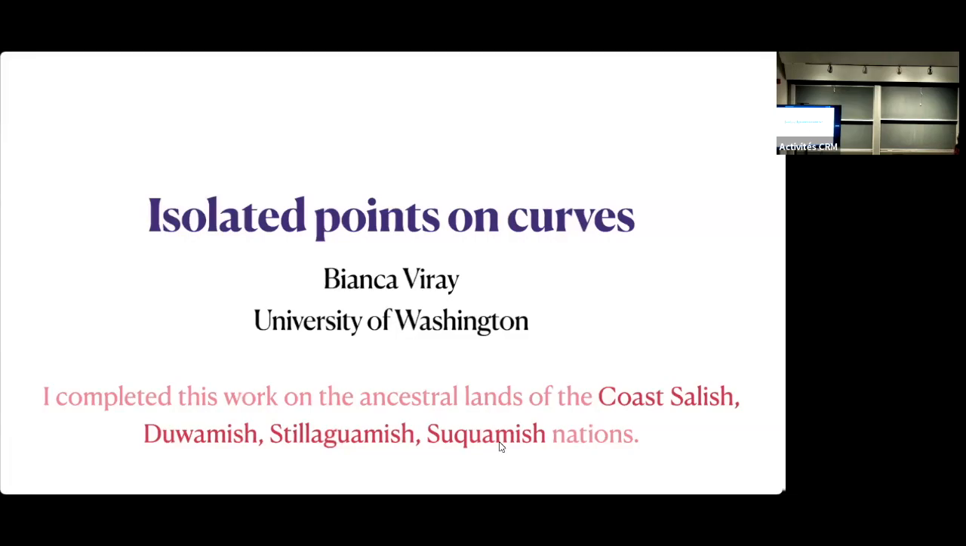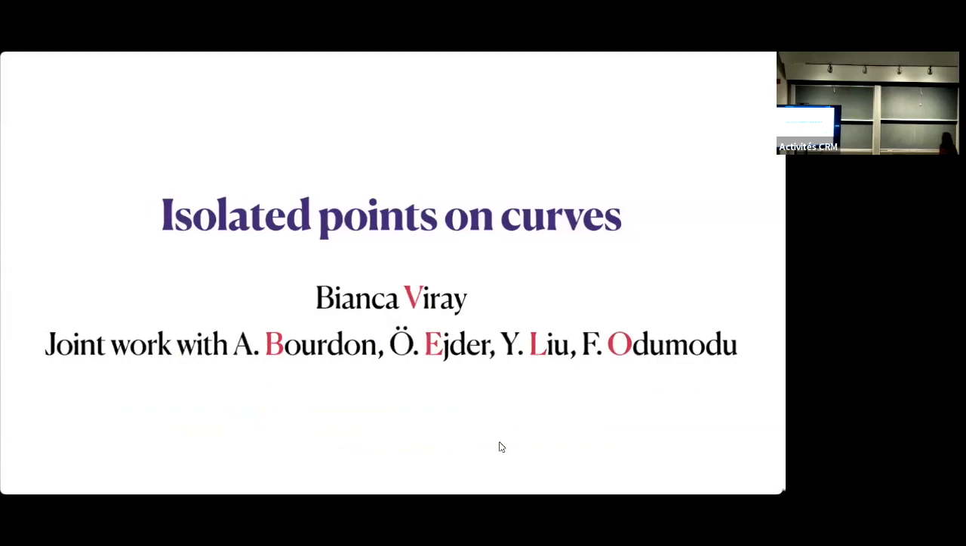So the work I'm talking about today is joint work with, well, most of the results of mine that I will mention are joint work with Abby Bourdon, Özlem Ejder, Yuan Liu, and Francis Odumodu. And if you notice, we have very convenient placement of vowels in our initials. It is Belov, which is apparently also a not uncommon Russian last name, but I don't mean a Russian mathematician. It's just our initials. Yeah, that's right.